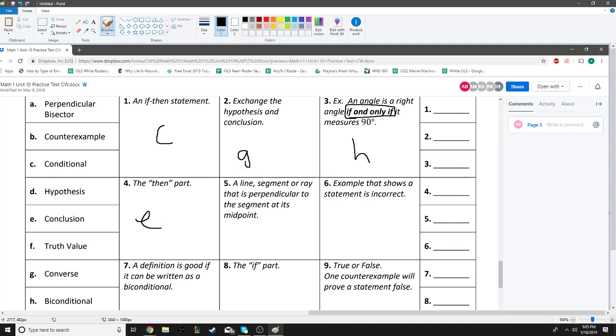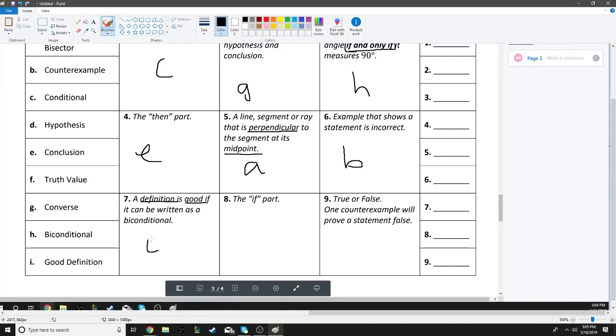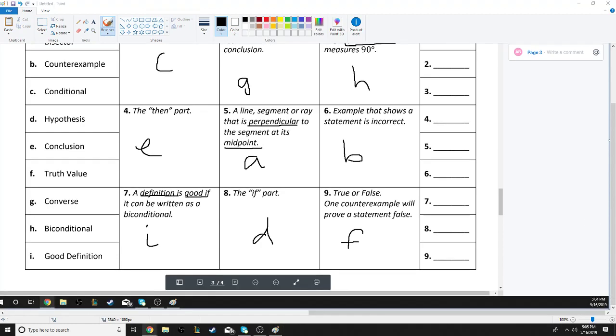A line, segment, or ray that is perpendicular to the segment at its midpoint. That would be a perpendicular bisector. Example that shows a statement is incorrect is called a counterexample. A definition is good if it can be written as a biconditional, so that is a good definition, I. The if part is the hypothesis, and true or false would be a truth value, because a truth value could be either true or false. Politicians would argue against that one.